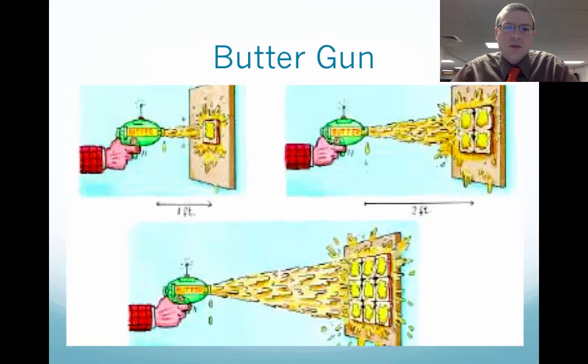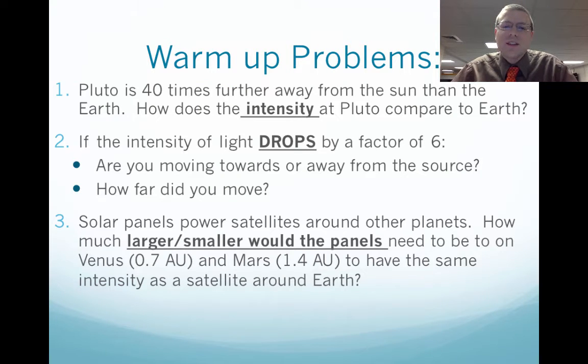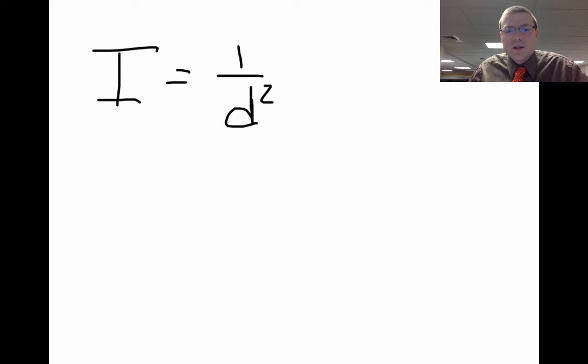And we did practice problems in class talking about the intensity of light at Pluto versus here, or we did on the quiz where we said the light drops off by a factor of 6. How far away did you move? So let's try that example. So if the intensity of light is subject to this 1 over d squared, this inverse square law, and I say that the intensity is dropping off by a factor of 6, what I need to do is divide this side by 6 and solve for what distance that equates to.